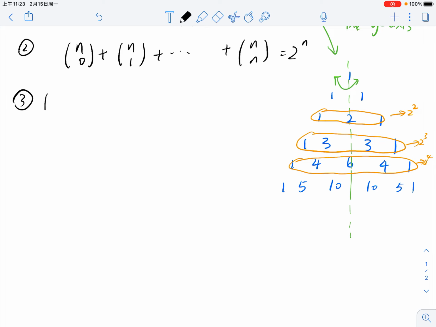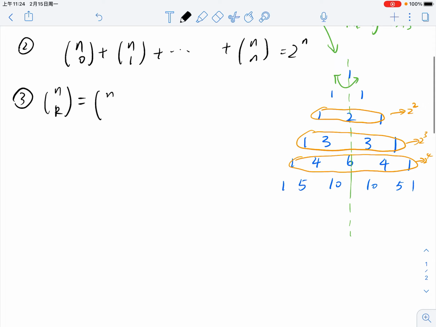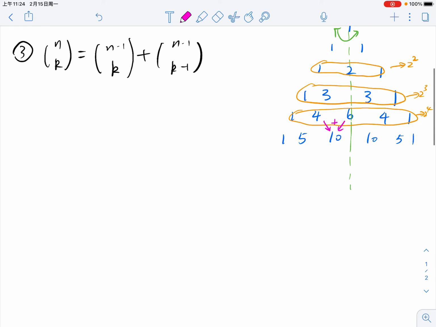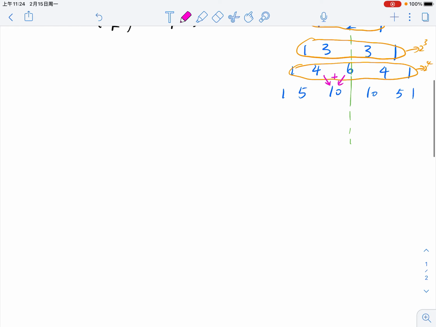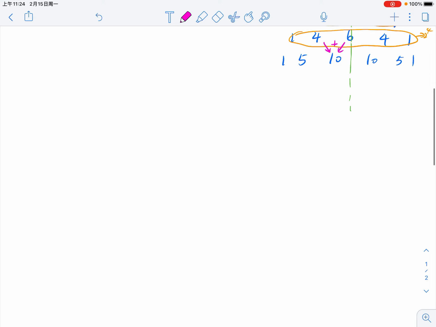And then the third one is the induction relation, or iterated relation. That is, n choose k equals n minus 1 choose k plus n minus 1 choose k minus 1. So in the picture, it means that each number equals the summation of the 2 numbers on its shoulders. We already proved these properties before, so I will not repeat.